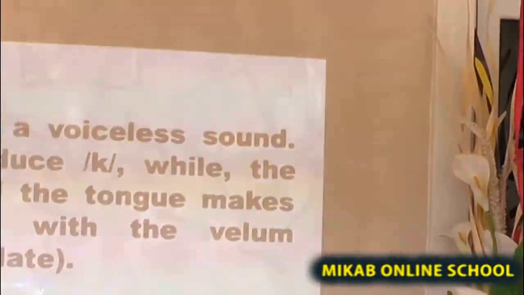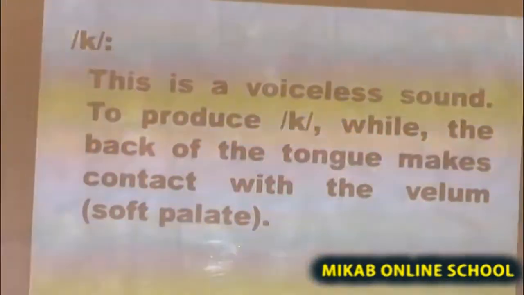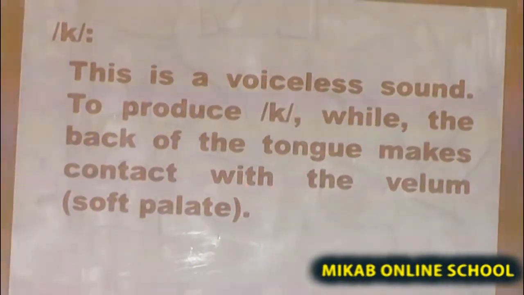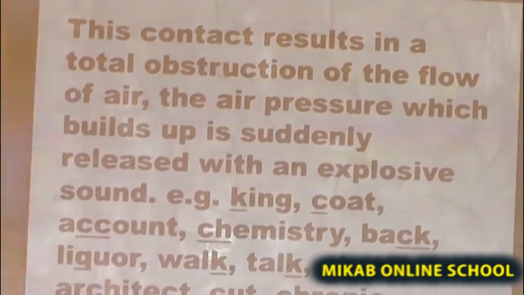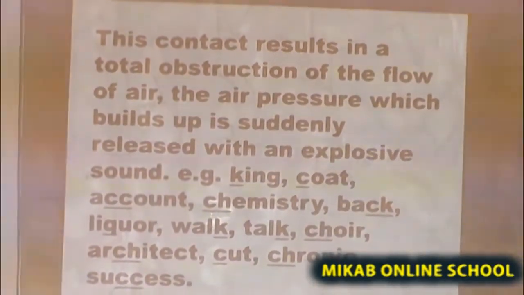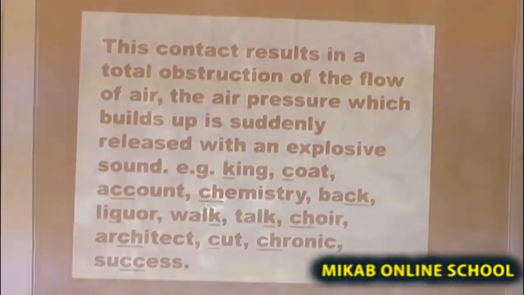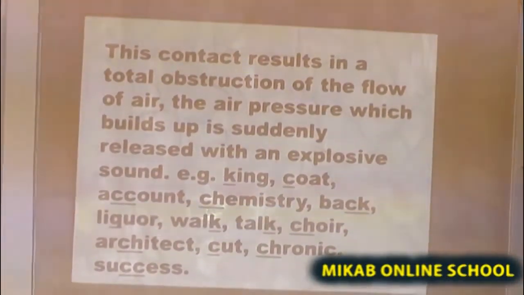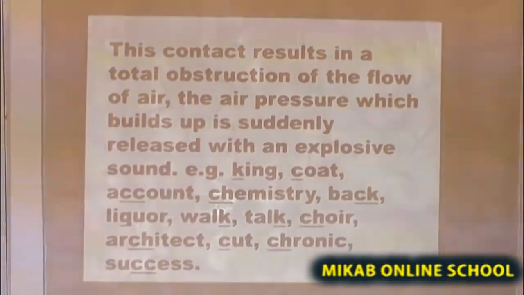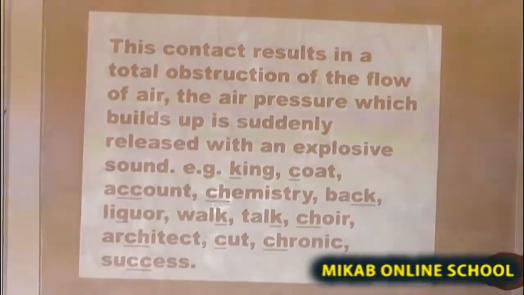To produce this sound, the back of the tongue makes contact with the velum, that is the soft palate. This contact results in a total obstruction of the flow of air. The air pressure which builds up is suddenly released with an explosive sound. The sound will now be called ka. Let's look at examples of this sound.